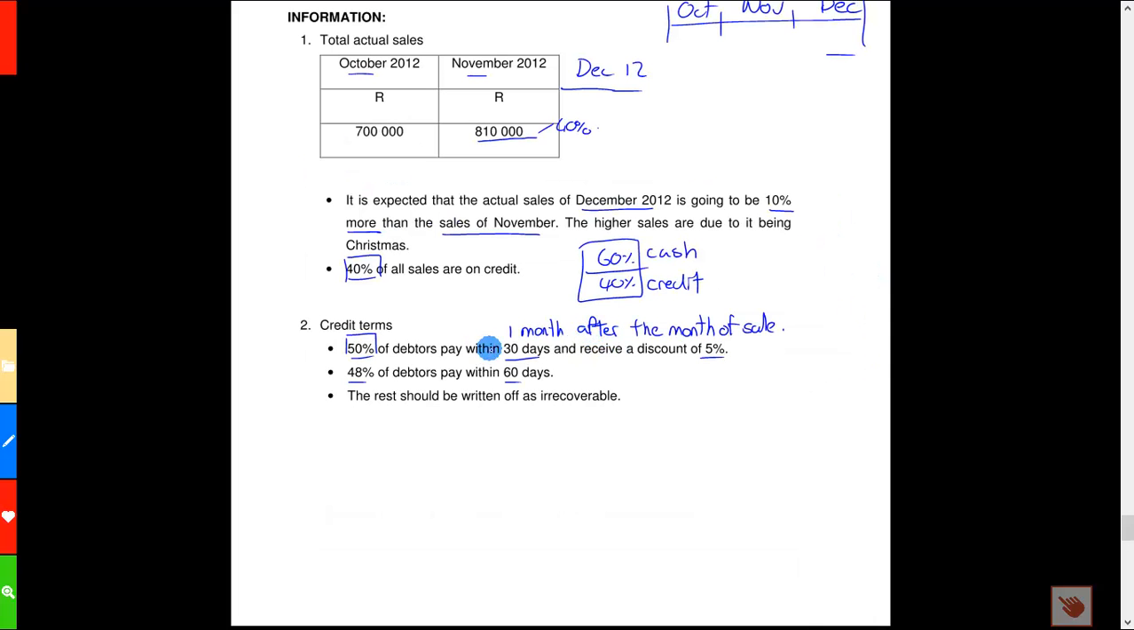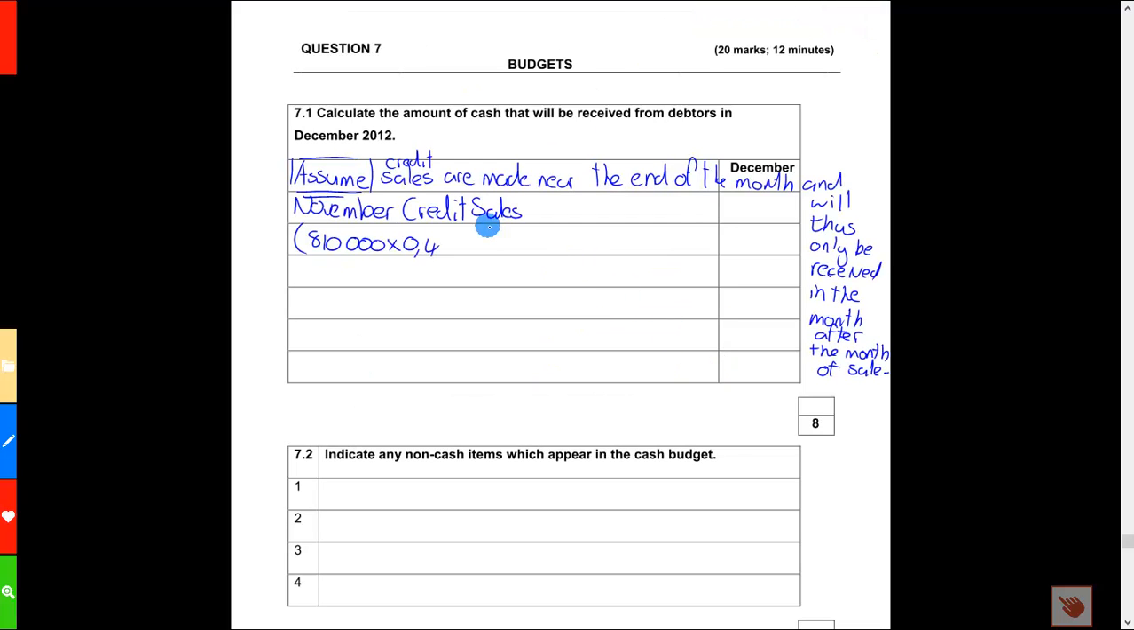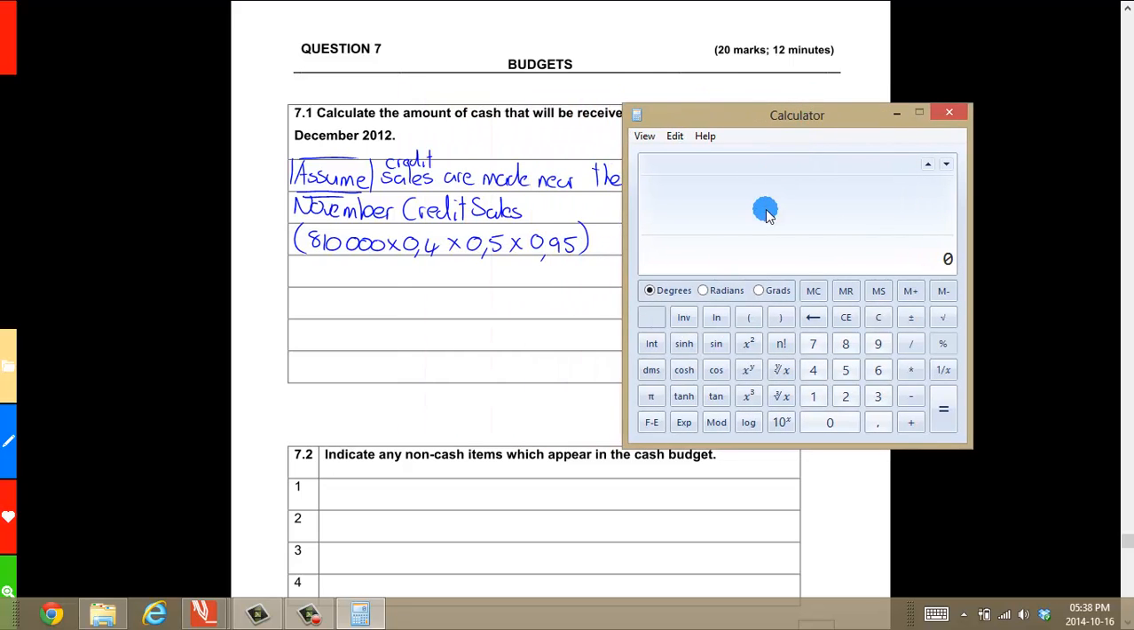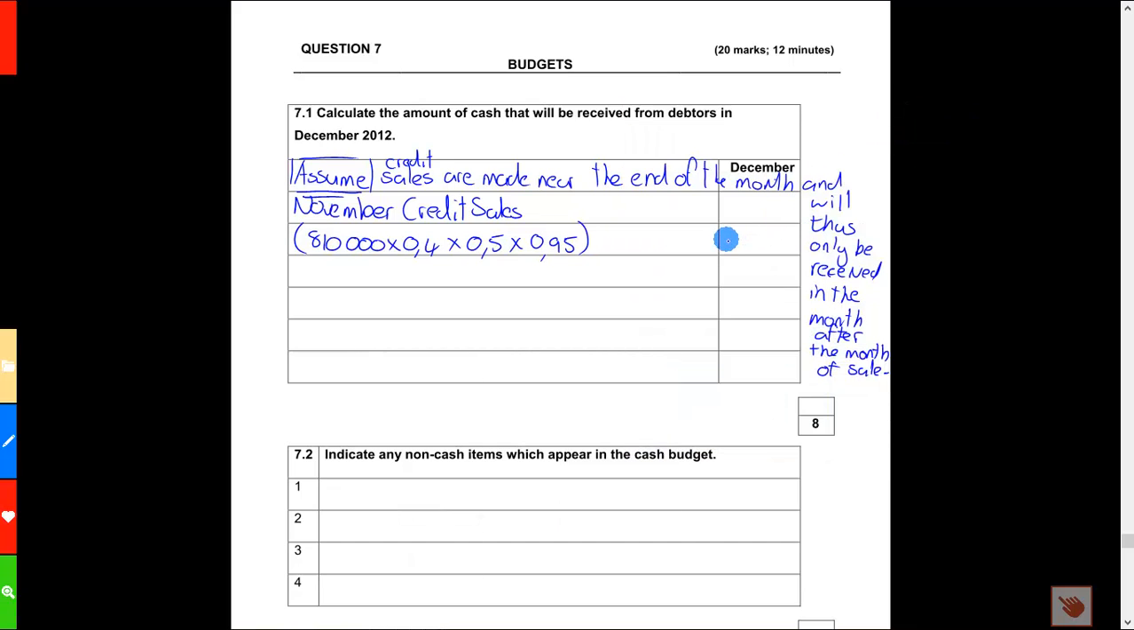810,000 times 0.4 gives us the credit sales for November, and 50% of that will be received in December after allowing for a 5% discount. So 50% will be received in December, but we need to reduce this by a 5% discount, so we can do that by multiplying by 95 over 100, or simply multiply by 0.95, and that will work in the discount. So if I calculate that with my calculator: 810 times 0.4 times 0.5 times 0.95, and that is 153,900. That will be collected in December.